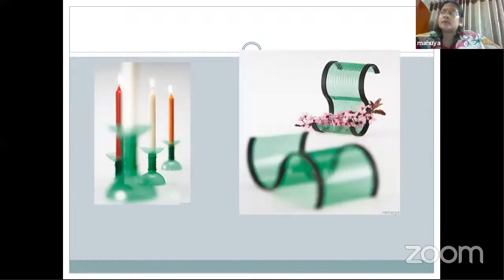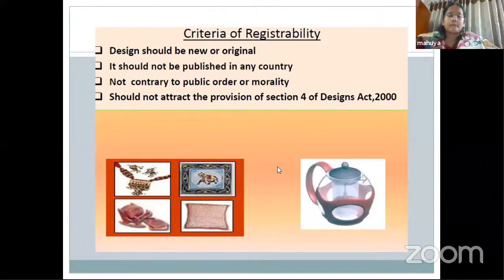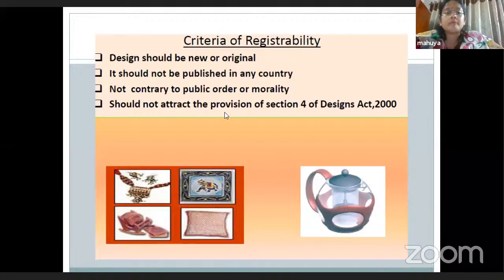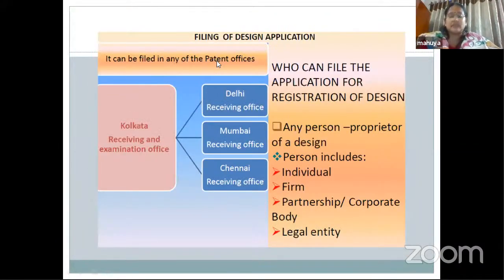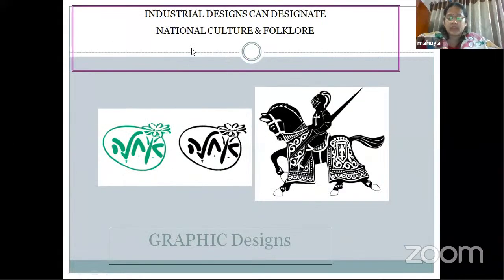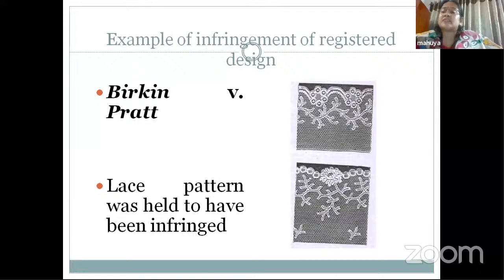These are recycled paper bottles. I'm giving some examples of this also. Here you can see Barkin versus Pratt. These two companies registered two designs, but the first design has the same pattern as the lower design. So in Barkin versus Pratt, the pattern was held to have been infringed. Whenever we protect a design, it should be unique. It should be novel, otherwise the pattern cannot be protected.